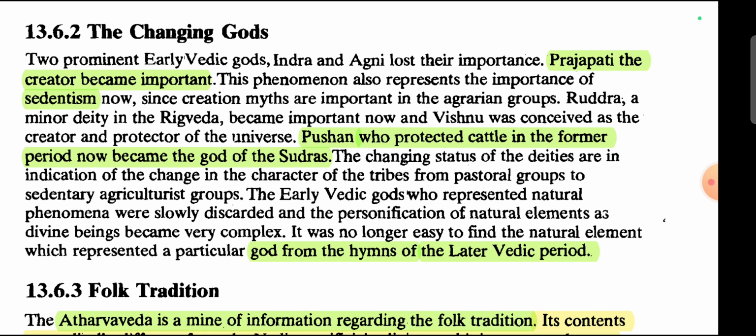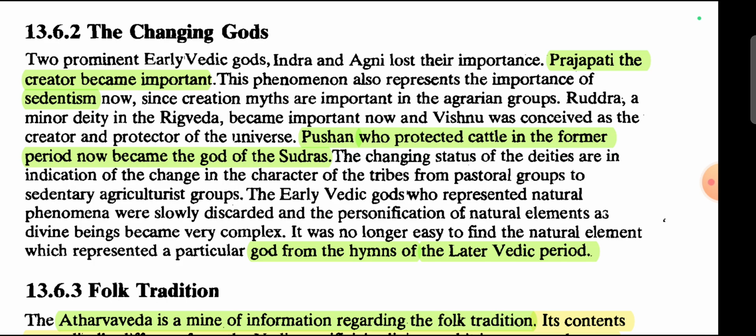The changing gods. Two prominent early Vedic gods, Indra and Agni, lost their importance. Prajapati, the creator, became important. This phenomenon also represents the importance of sedentism now, since creation myths are important in agrarian groups. Rudra, a minor deity in the Rig Veda, became important now, and Vishnu was conceived as the creator and protector of the universe. Pushan, who protected cattle in the former period, now became the god of the Shudras.